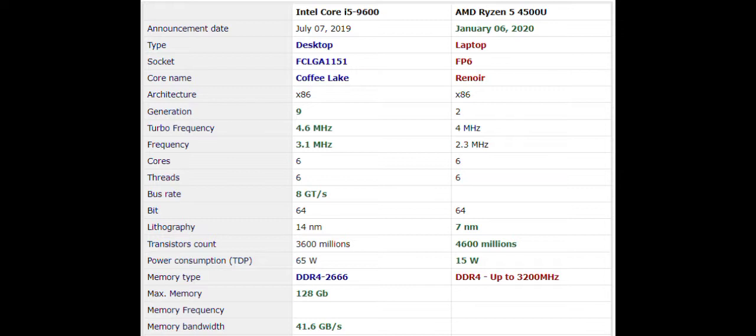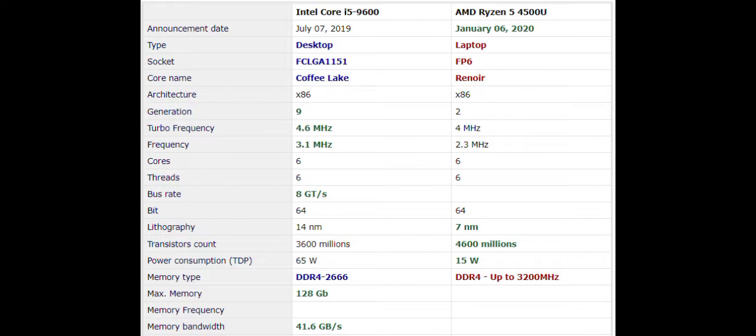And both of them have a lithography of, the Intel Core i5 has 14 nanometers, while the AMD Ryzen 5 has 7 nanometers. For the transistor count, the AMD Ryzen 5 takes the lead with 4,600 millions, while the i5 has 3,600 millions. And compared to their power consumption, the Ryzen 5 only consumes 15 watts, while the Core i5 consumes 65 watts.